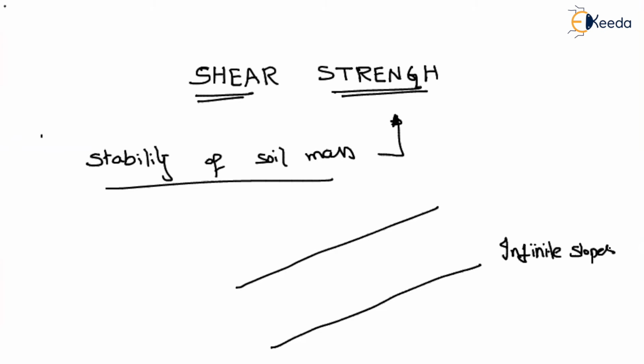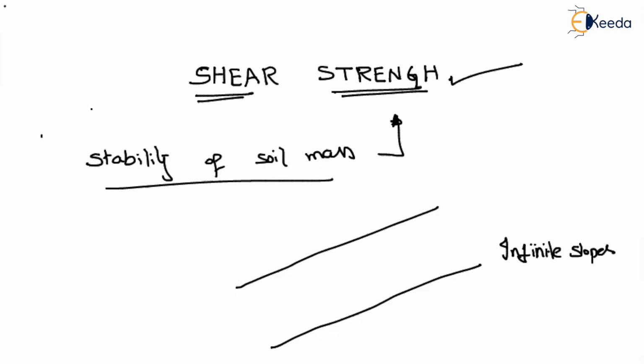By estimating which parameter? By comparing the shear strength parameter. Depending upon the natural condition, there may exist some shear forces along the planes. To resist them, the soil must have sufficient shear strength. If the soil doesn't have enough shear strength, then we say that the soil is going to fail.